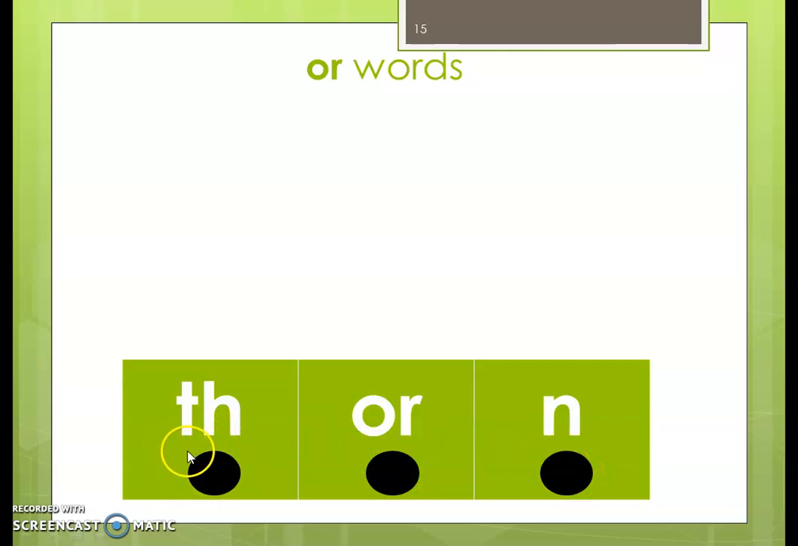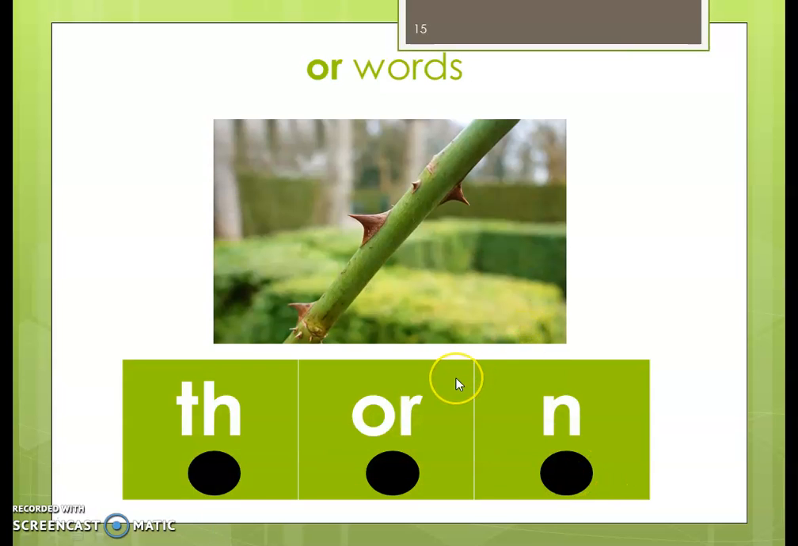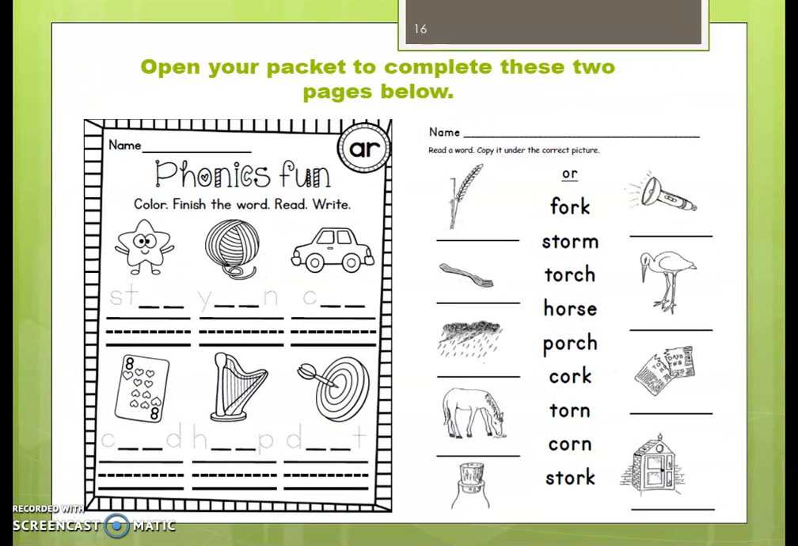Remember that TH makes a th sound. Thorn, thorn. Good job, ladies. So now open your packet to complete these two pages below.